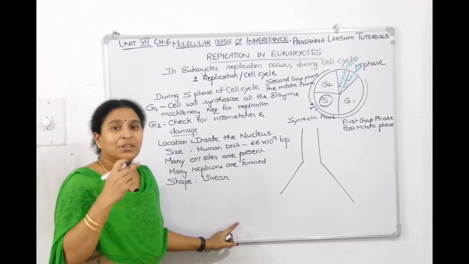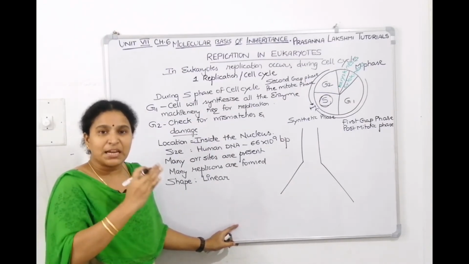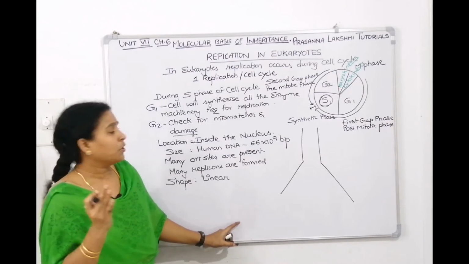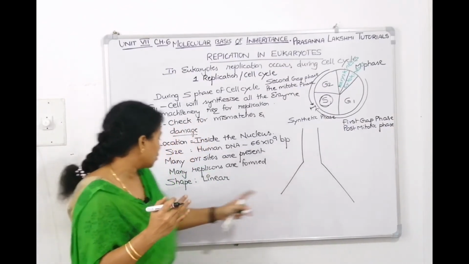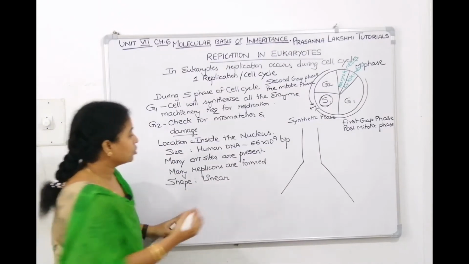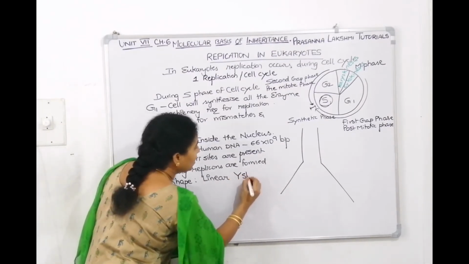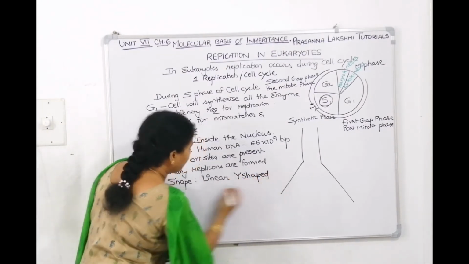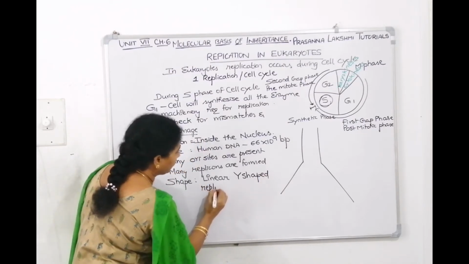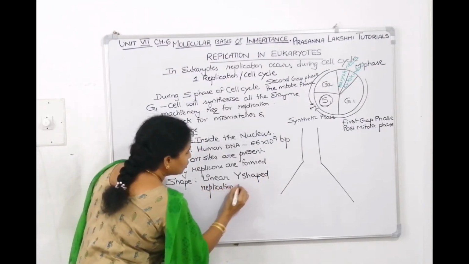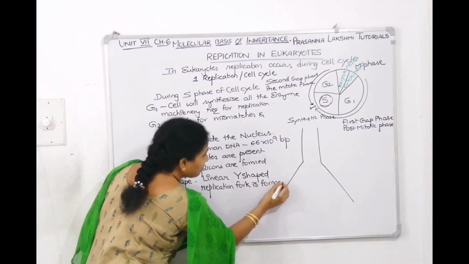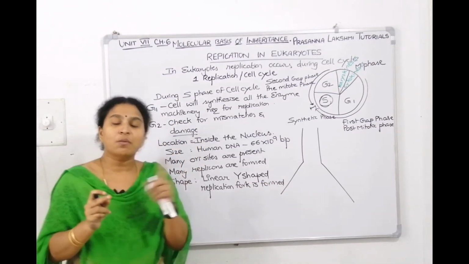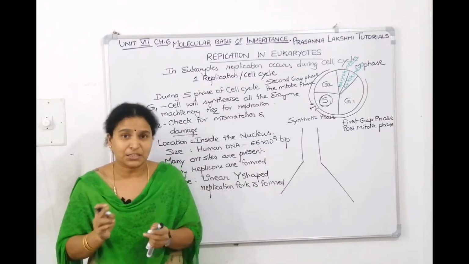In bacteria, you were told theta model, bidirectional. This side one replication fork, this side one replication fork. But see here, only one replication fork is formed in one direction. Because of its linear shape, a Y-shaped replication fork is formed. Whereas in bacteria, I showed you a replication fork is formed this side and a replication fork is formed that side also.